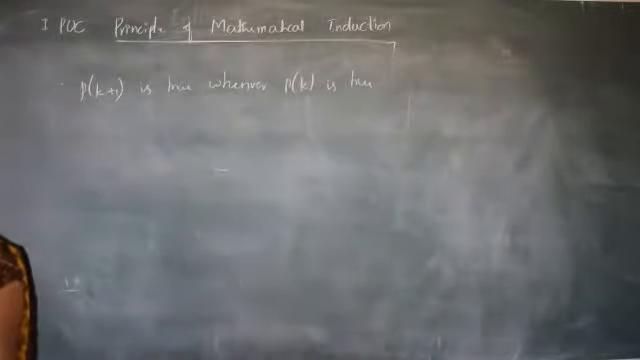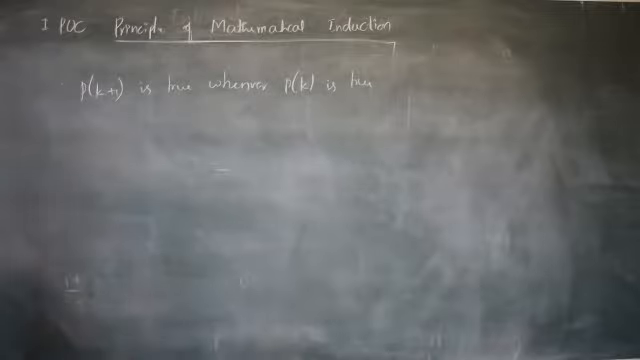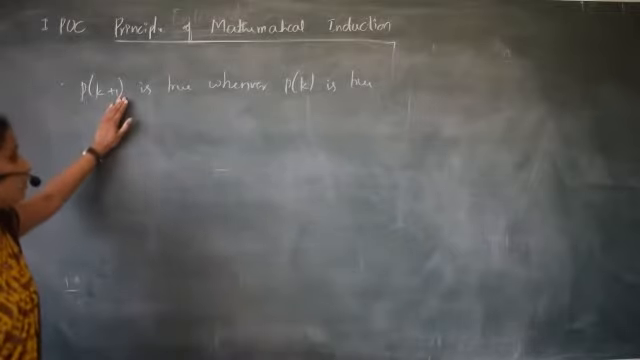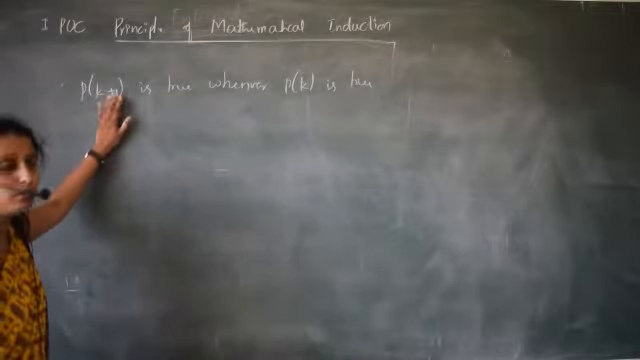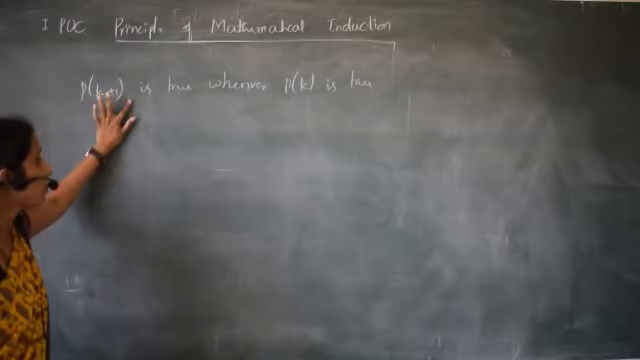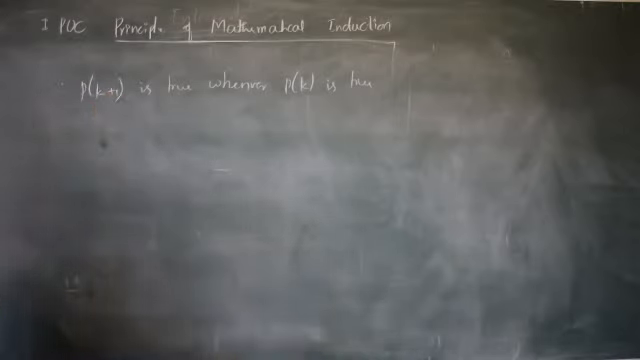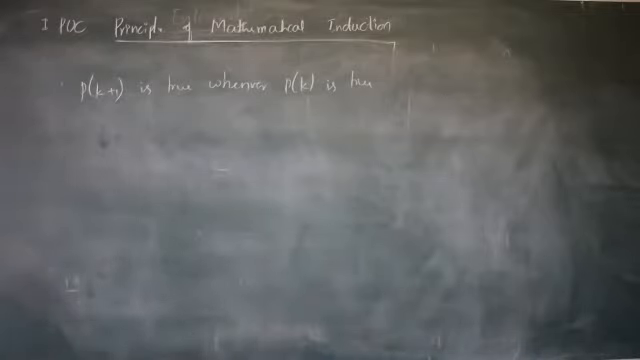And then the conclusion: hence by the principle of mathematical induction, the given statement is true for all natural numbers n. After this you have to write the statement for all the problems. Don't stop here itself. After P of k plus 1, write the conclusion: hence by the principle of mathematical induction, the given statement is true for all natural numbers n. So this is one more problem.